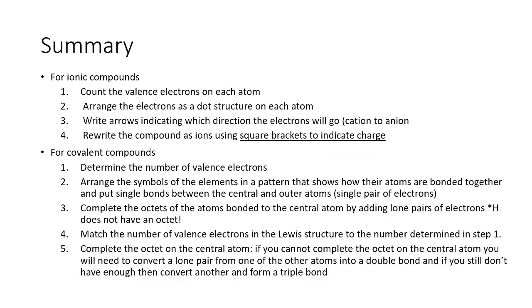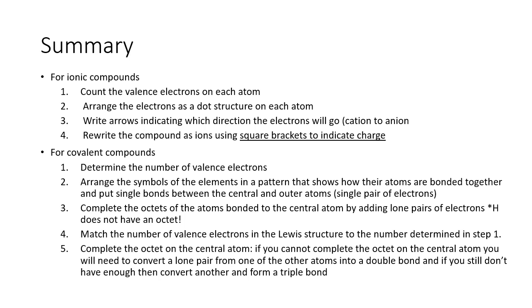All right, so to summarize, for ionic compounds, count the valence electrons on each atom, arrange the electrons as a dot structure on each atom, write arrows indicating the direction the electrons will go, cation to anion, rewrite the compound as ions using square brackets to indicate charge, and FYI, if you have a covalent compound with the charge, you do the square bracket thing as well.